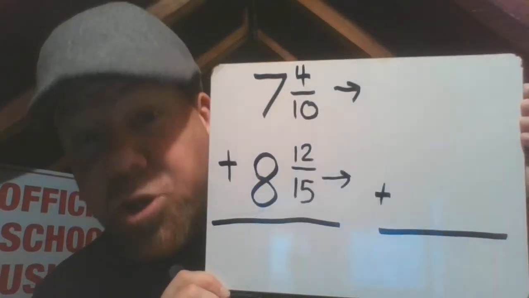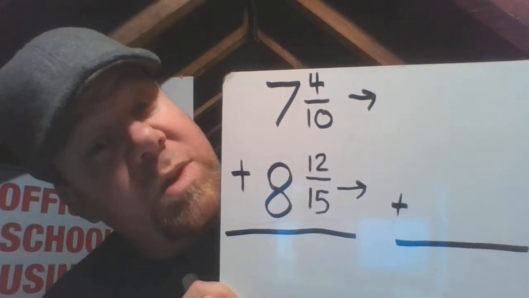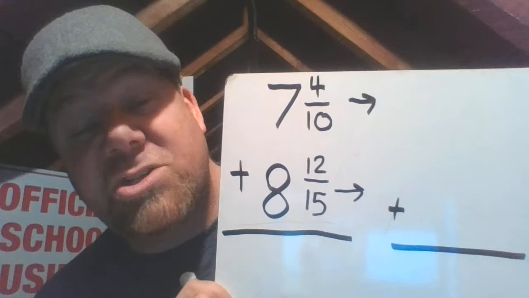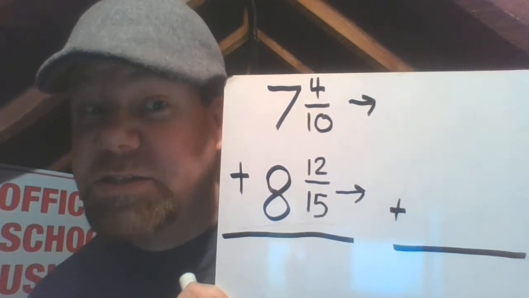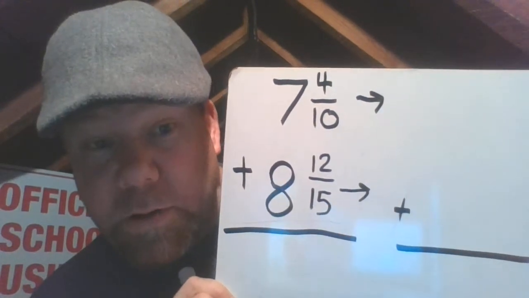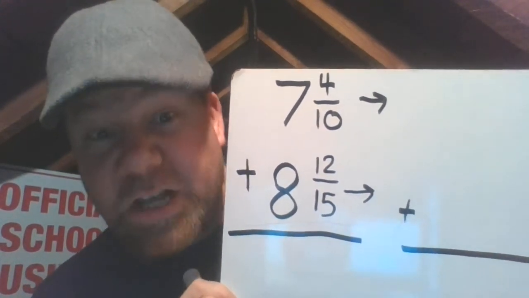Today, though, you're going to be working on estimating them, okay? What you're going to do is look at a mixed number and say, what whole number is that closest to? What do I mean? Let me show you. So, my whiteboard was upside down. Here we go. Two mixed numbers. We have 7 and 4/10, a whole number with a fraction, mixed together. That is a mixed number. And then we have 8 and 12/15. That's a whole number put together with a fraction. That's also a mixed number.